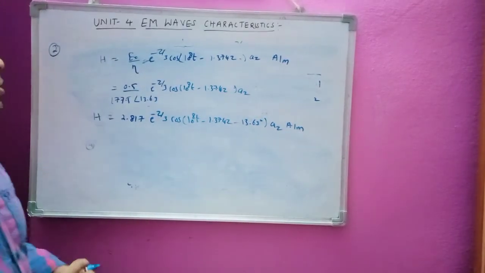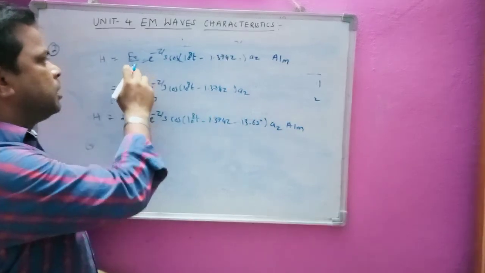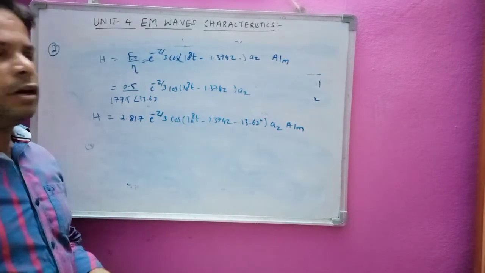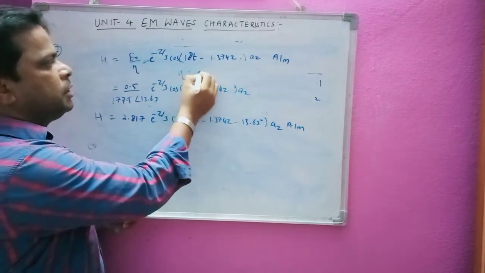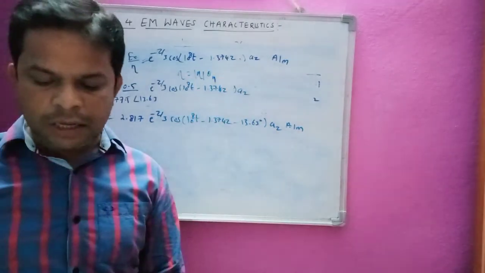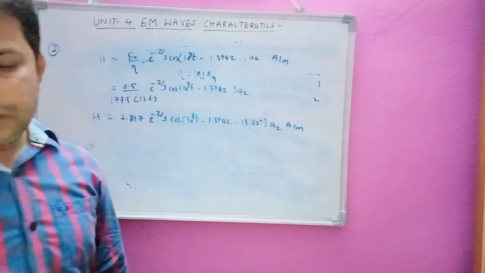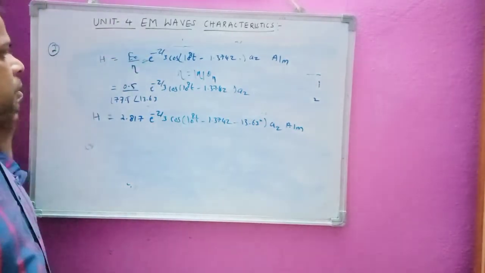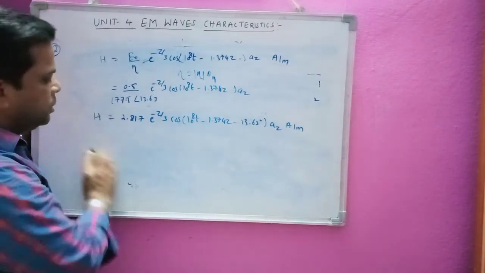So that is H is equal to E naught by eta, where eta is mod eta and theta of eta. Already we have got the values of this one. So this is the final answer of this question. So that is the calculation, and this is the answer.